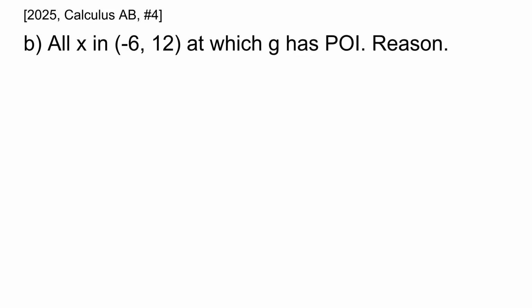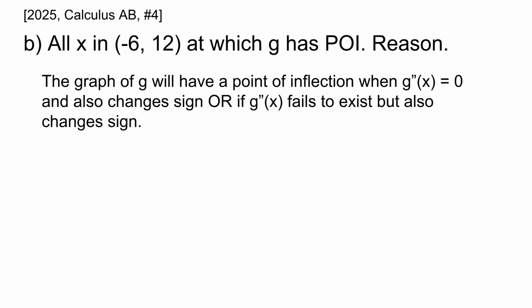In part B of this question, we are asked to find all values of x in the open interval from -6 to 12, at which the function g has a point of inflection, and to provide a reason for our answer. The graph of g will have a point of inflection when g double prime of x equals 0 and also changes sign, or if g double prime of x fails to exist but also changes sign.